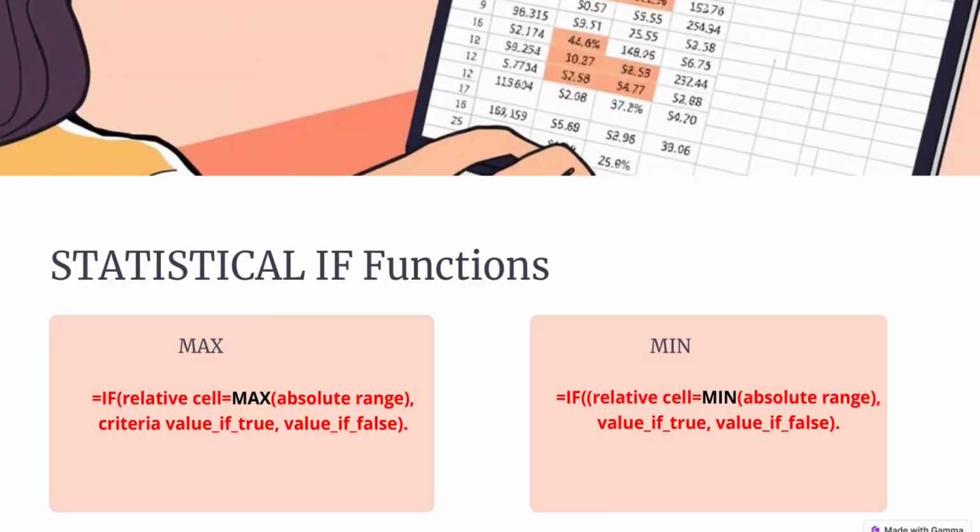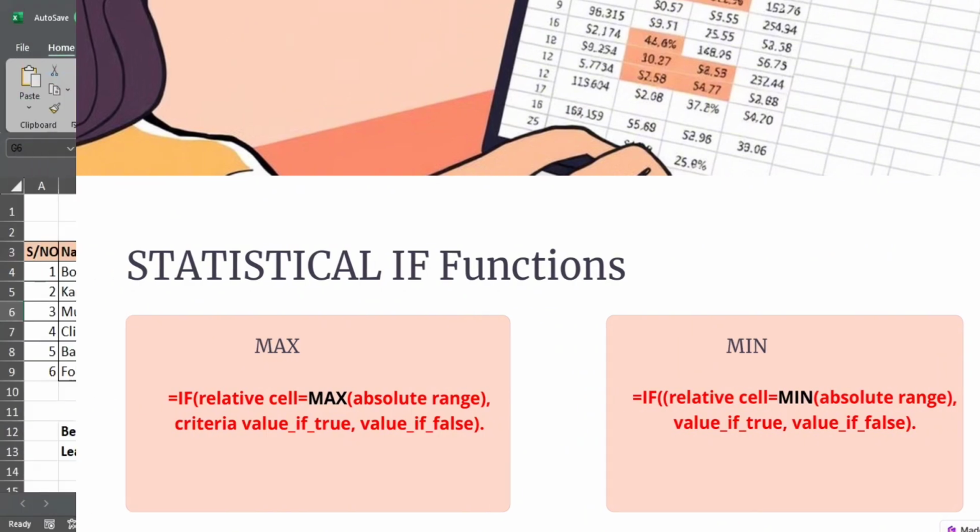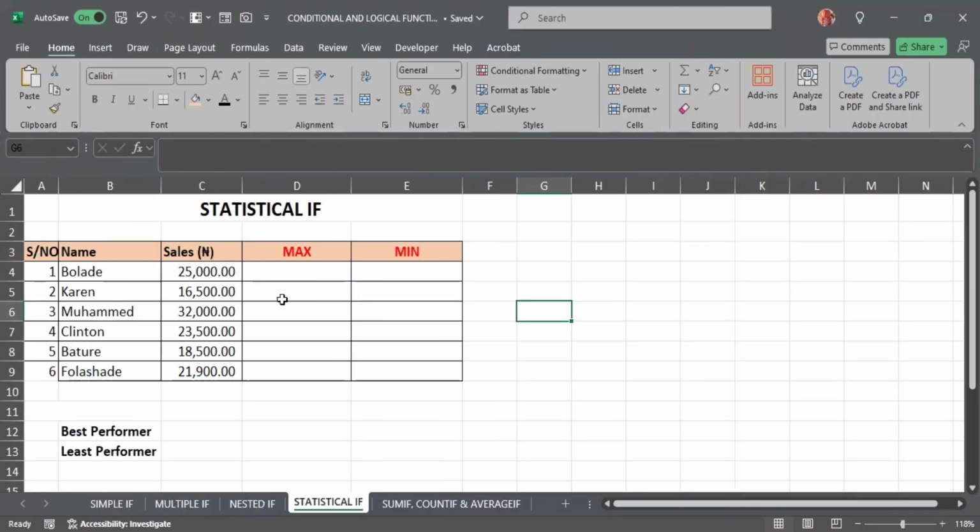So in statistical if, we deploy this sometimes when we want to return, for instance, the maximum value in a range, or want to return the minimum value in a range. In this case, we'll be using a simple sales data to explain this. So in this data, we're looking for the best performer among these sales reps. Who is the top performer? That means we're looking for the employee with the highest sales.